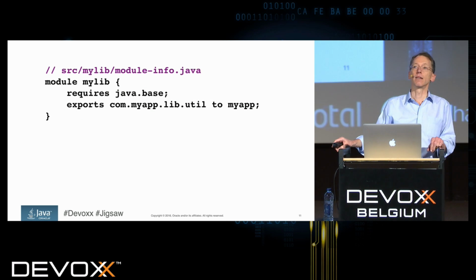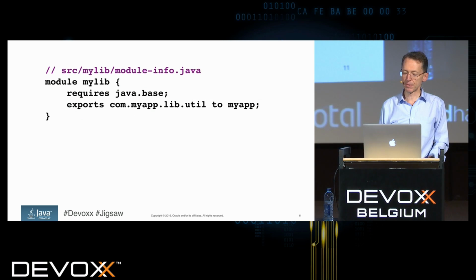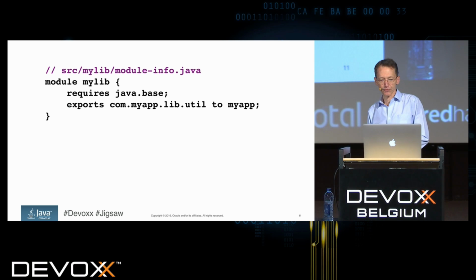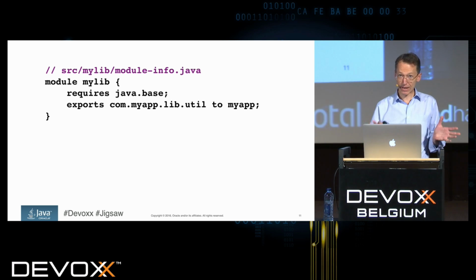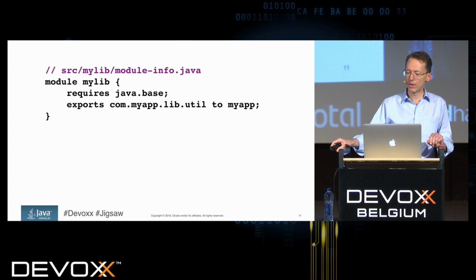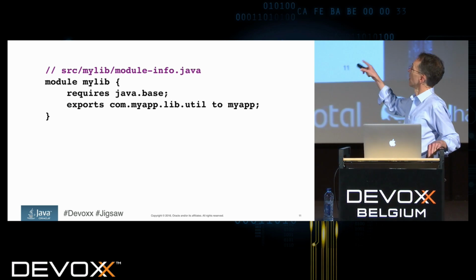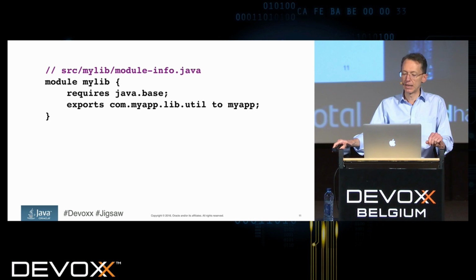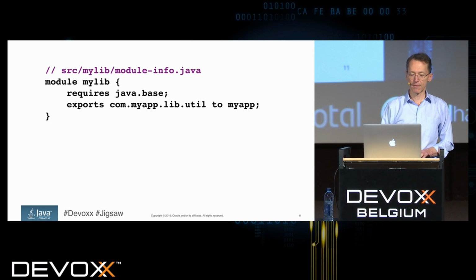With this knowledge, we can write the module declarations that we need for our two modules. Here's the module-info.java file for mylib. All it requires is java.base. We don't actually need to write that, of course, because the compiler will insert it for us, but it's shown here just for clarity. Now, jdeps can't realistically help you with exports. So let's say that mylib exports a package called com.myapp.lib.util to the myapp module that we're going to make in a moment. This is a qualified export because it's specific about which other modules can access the package.